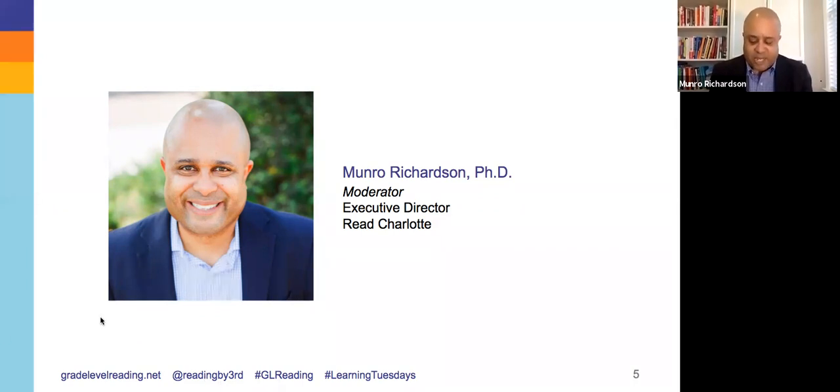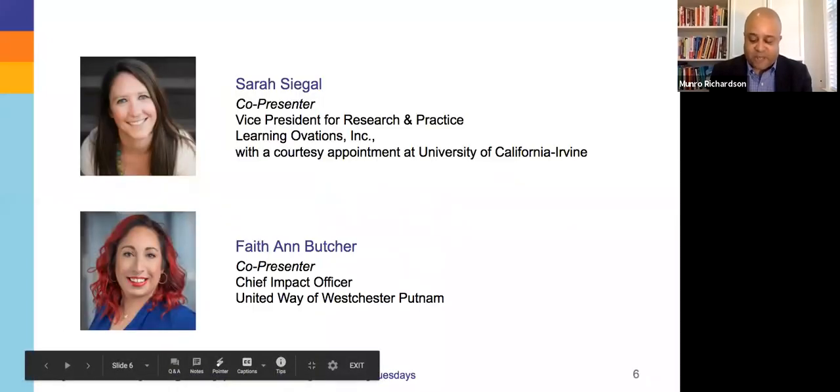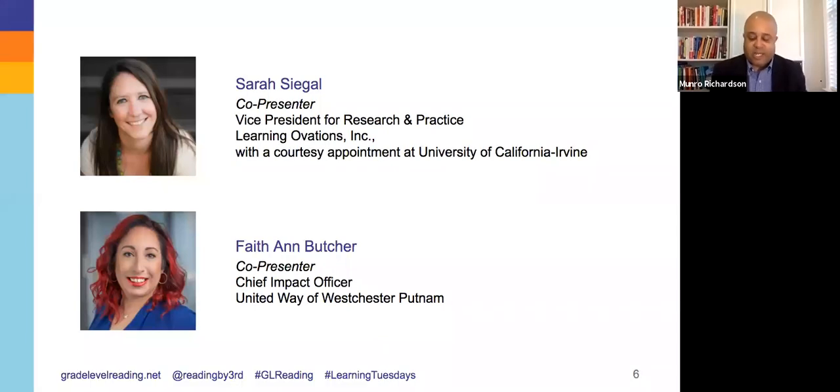Our first panelist is Faith Ann Butcher, who is the Chief Impact Officer of United Way of Westchester and Putnam. She's been there since October 2019 and helps the organization create lasting impacts in the communities it serves by using holistic approaches and developing partnerships with experts and stakeholders in the public and private sectors. And an important pillar of this work is implementing programs that enable more students to read on grade level by the end of third grade.